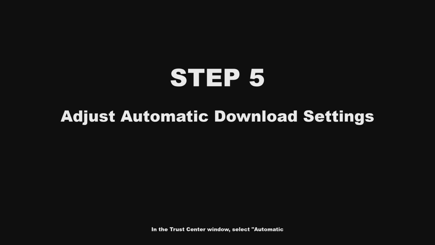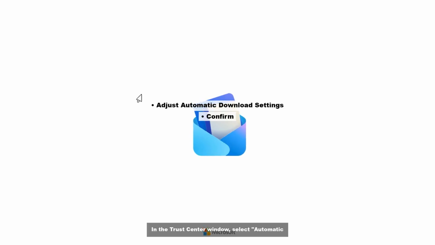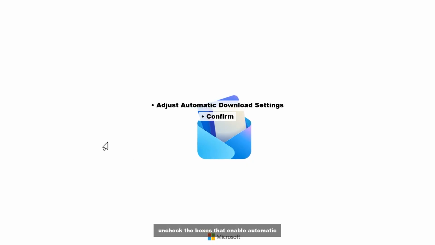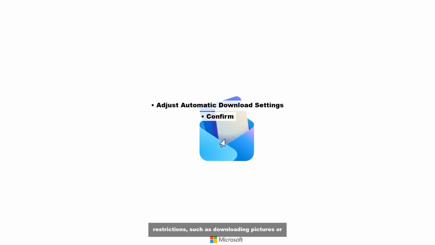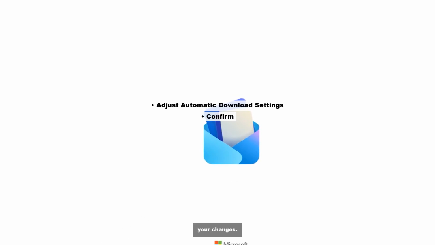Step 5. Adjust automatic download settings. In the Trust Center window, select Automatic Download from the list. Here, you can uncheck the boxes that enable automatic restrictions such as downloading pictures or content from the internet. Click OK to save your changes.